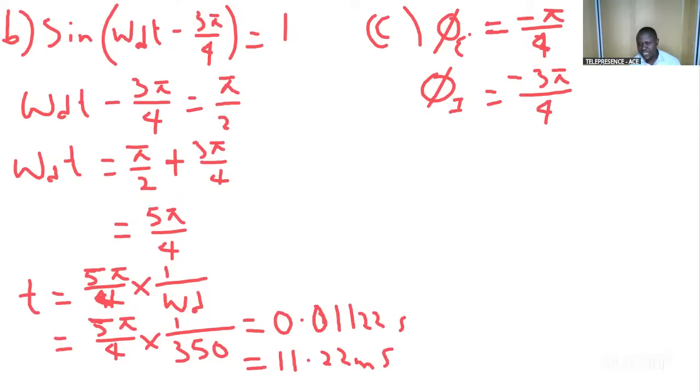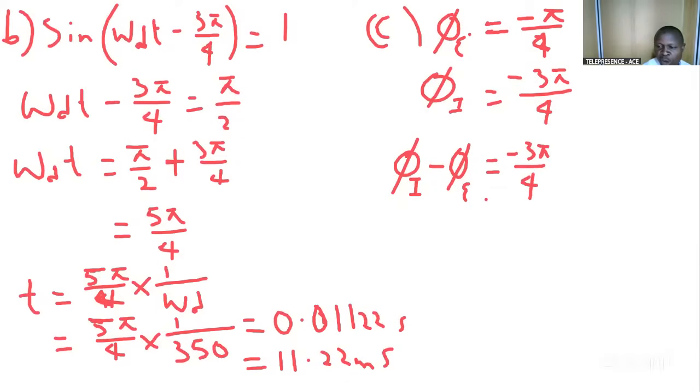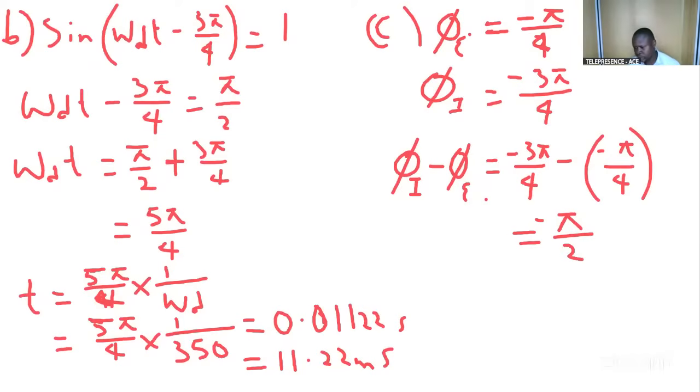So let us find the phase difference, that is phi current minus the EMF. This will be minus 3 pi over 4 minus pi over 4, and this will give us minus pi over 2. The phase difference is minus pi over 2. So what does this inform? It informs that current lags the voltage by 90 degrees.